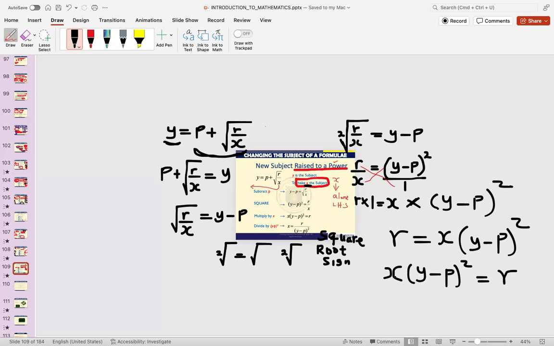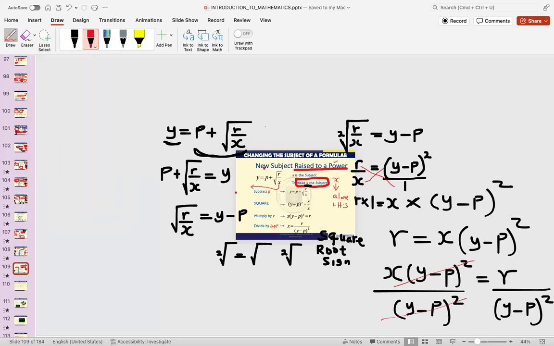Now we have x here. X can stand alone, but we need to clear what is attached to x. So to clear what is attached to x, we divide every side by what is attached to x. That is y minus p all squared. Whatever you do on the left, you do the same on the right. So divided by y minus p all squared. Then at this point, you do your cancellation. The whole of this will cancel the whole of that. Then x can now stand alone.